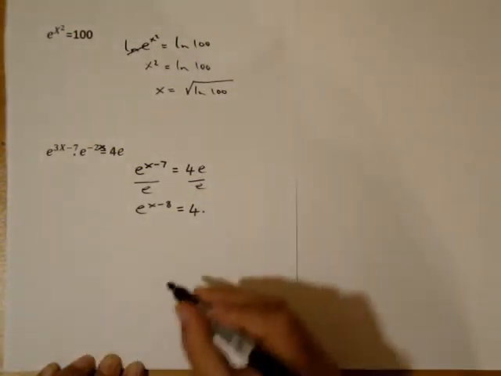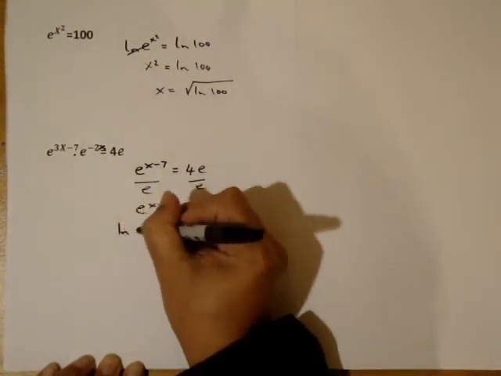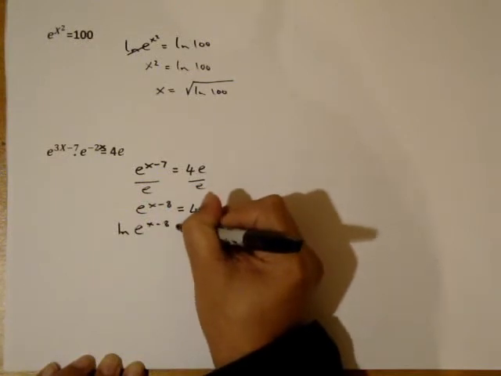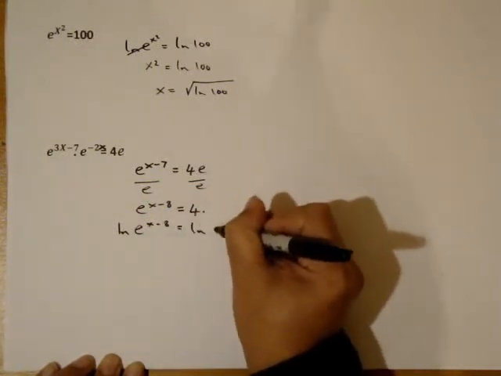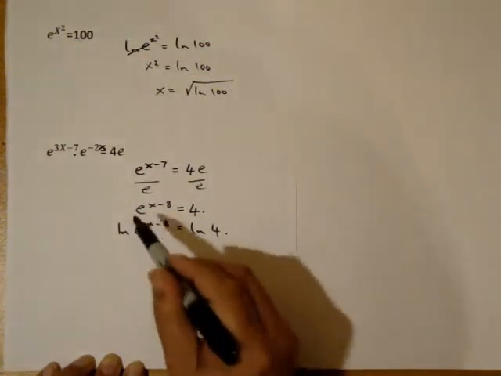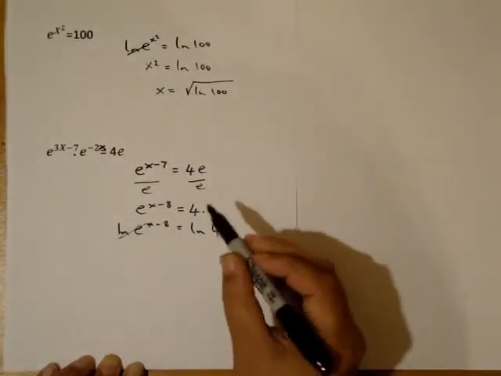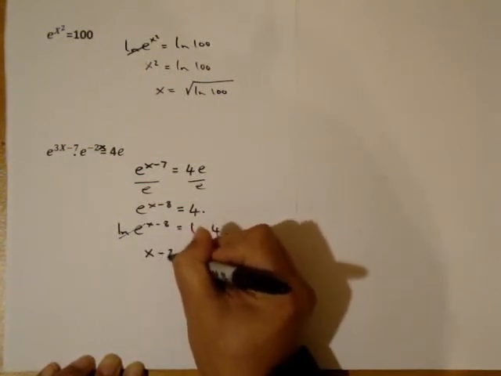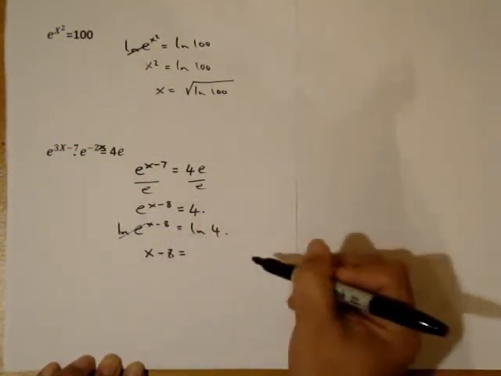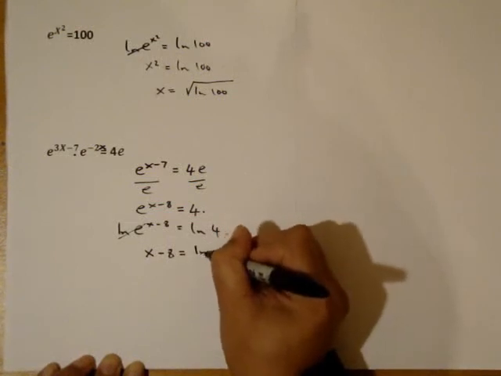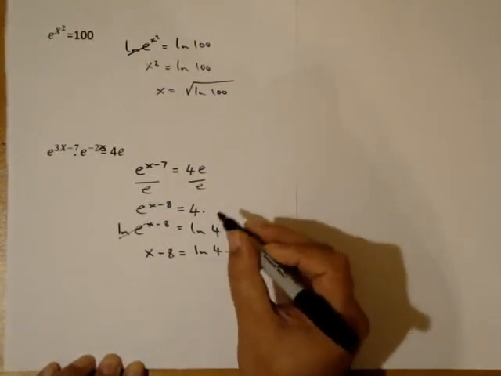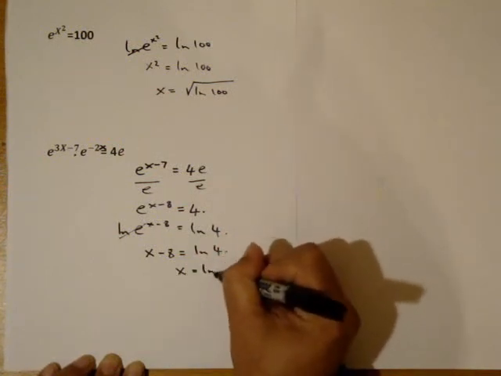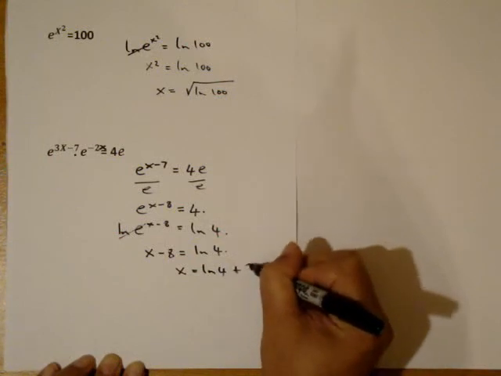Now we can take natural logs, so natural log of e^(x minus 8) equals natural log of 4. This is simply 1, so x minus 8 equals natural log of 4. So x equals natural log of 4 plus 8.